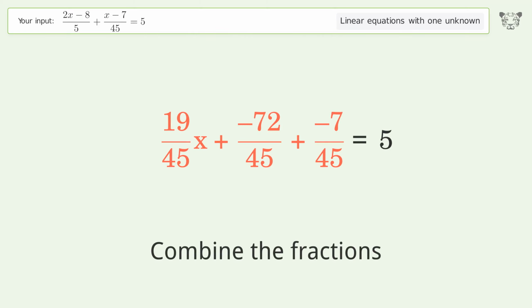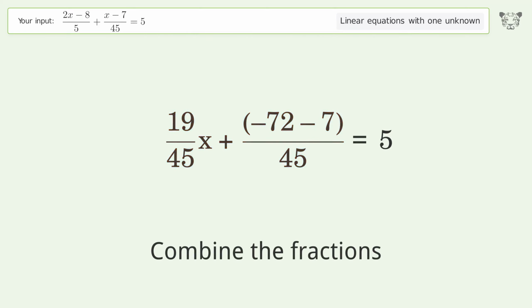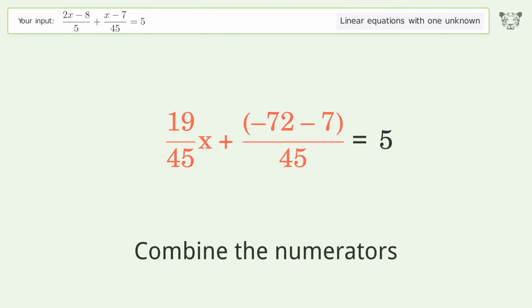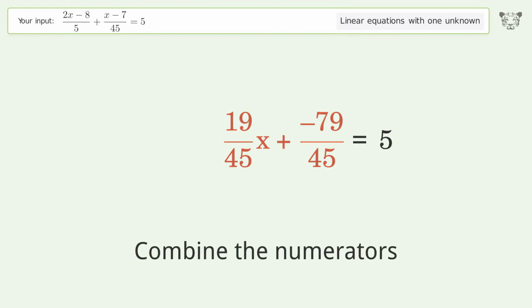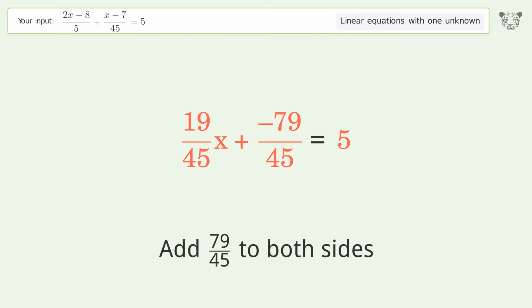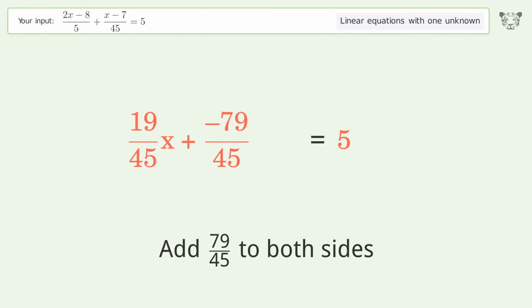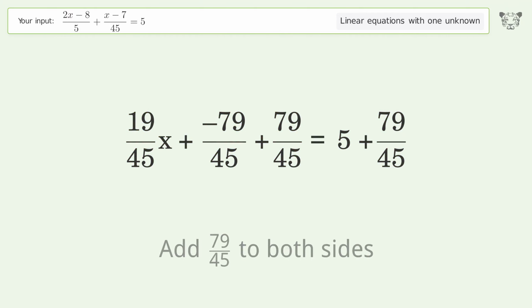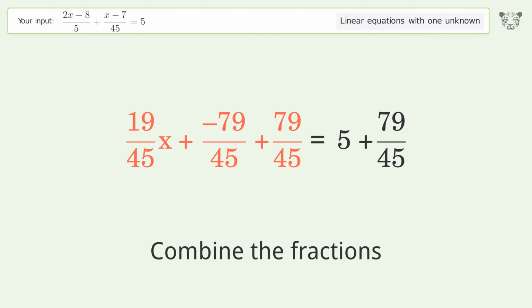Combine the fractions. Combine the numerators. Group all constants on the right side of the equation. Add 79/45 to both sides. Combine the fractions.